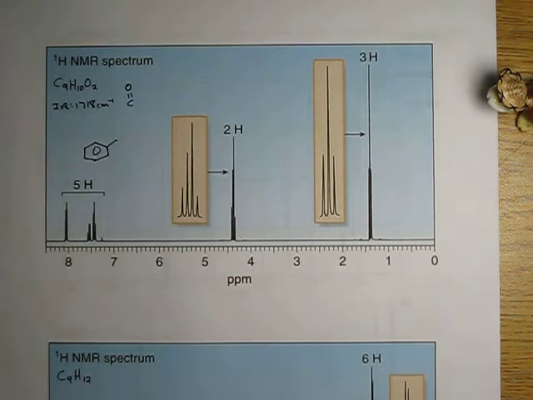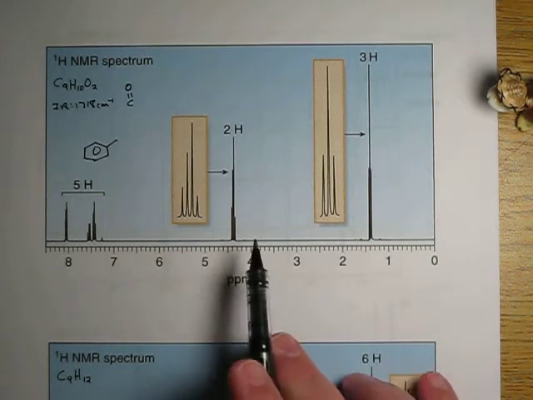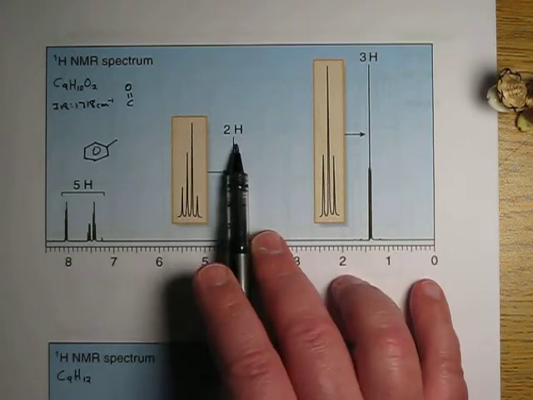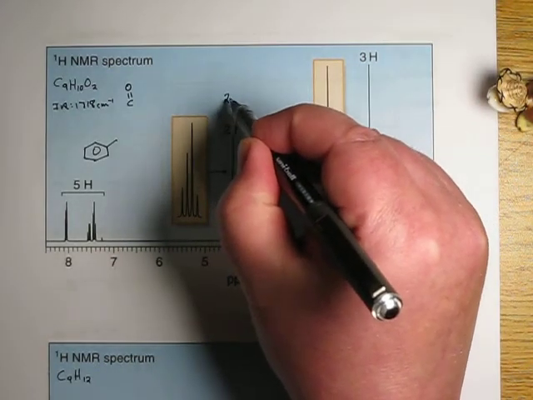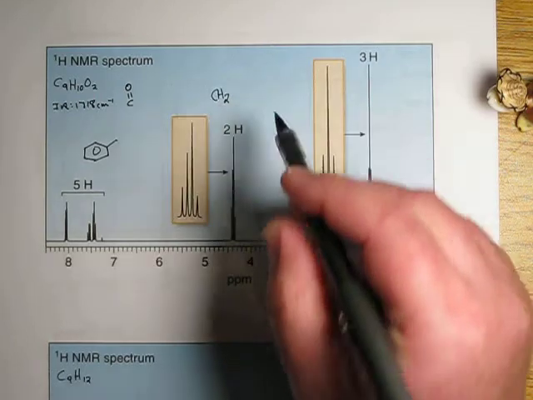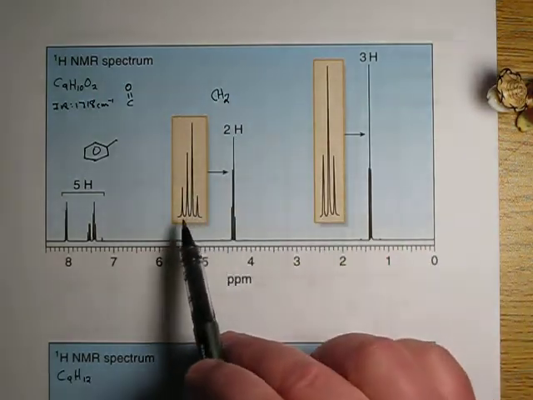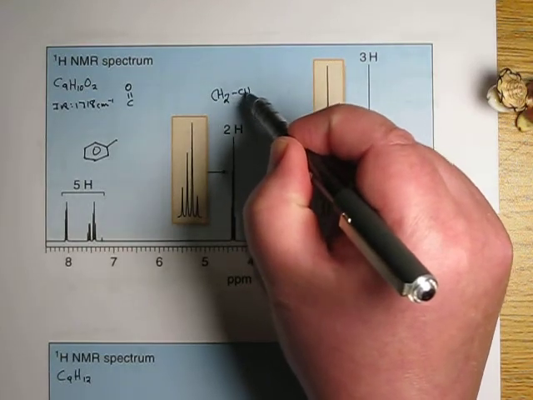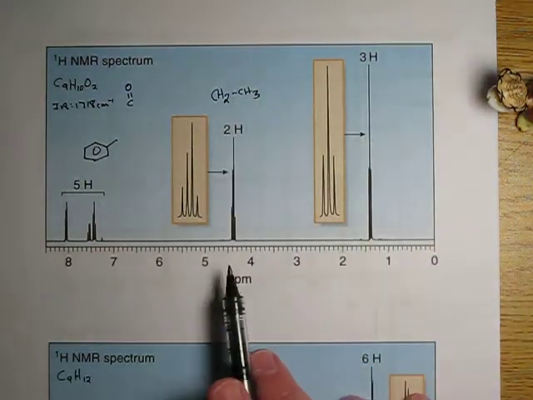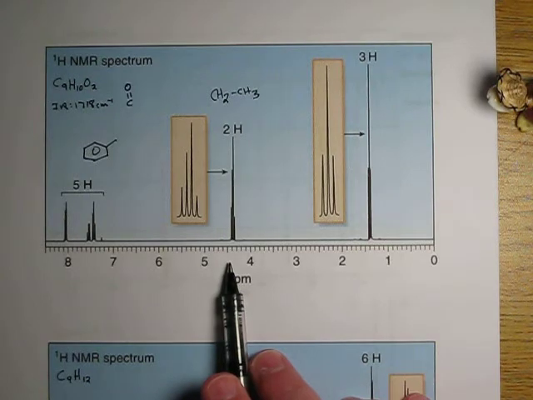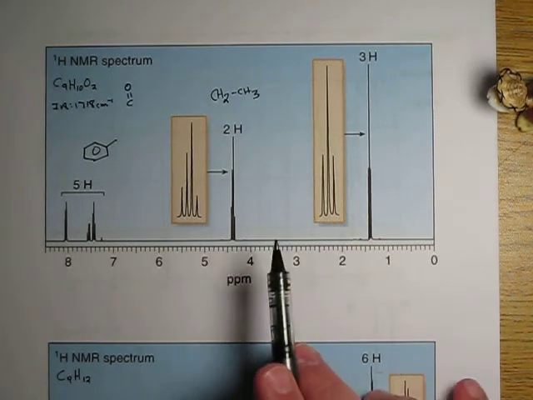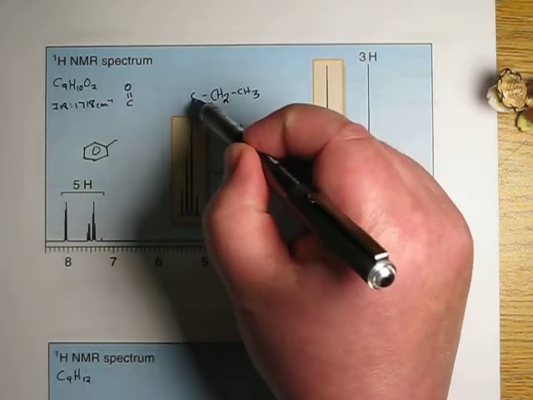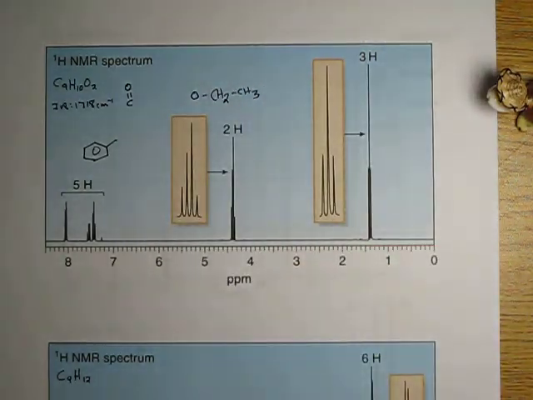Okay. Now what do we have here? Oh, let's look at this peak here. It integrates to 2. Most obvious way, a CH2. It's a quartet. Most obvious way, CH3 next door. And it's down past 4 ppm. What could bring it to 4 ppm? Oxygen. We know oxygen's bringing things down to 4 ppm. So I'm betting there's an oxygen over here.